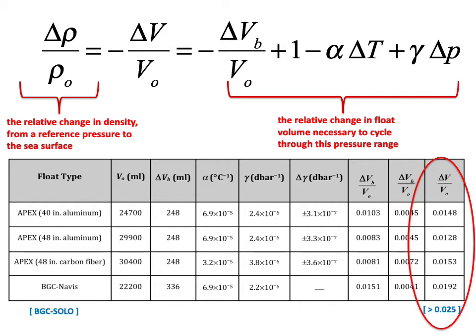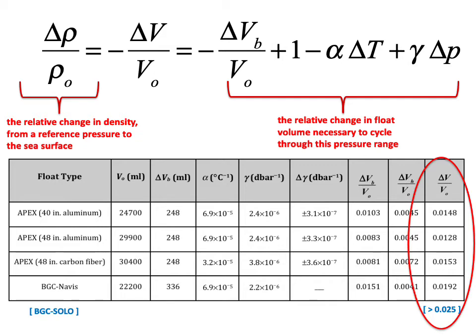So 40-inch aluminum Apex, that's a typical core Argo float. The number is 0.0148, whereas a carbon fiber Apex for BGC sensors is more up around 0.153. The Navis is 0.192. And the new BGC Solo, it's not built yet, but it's projected to be a number here greater than 0.025, which is bigger than any of the rest of these.